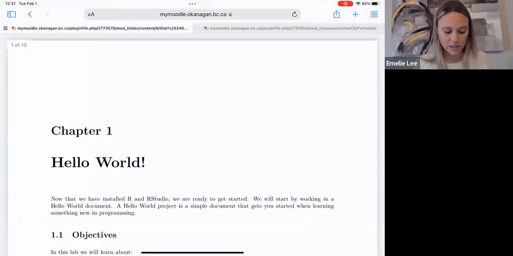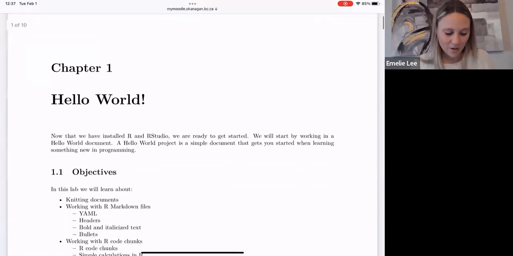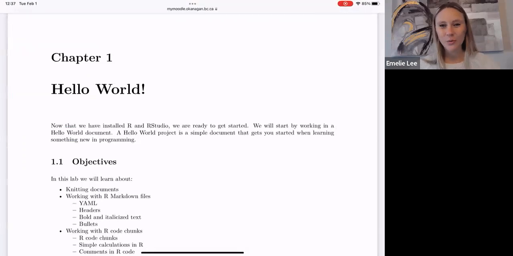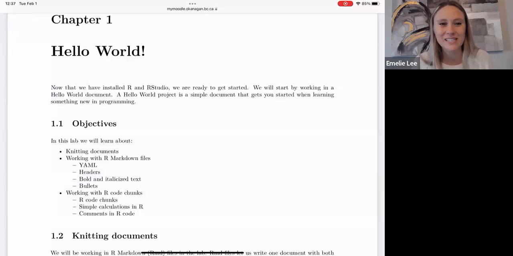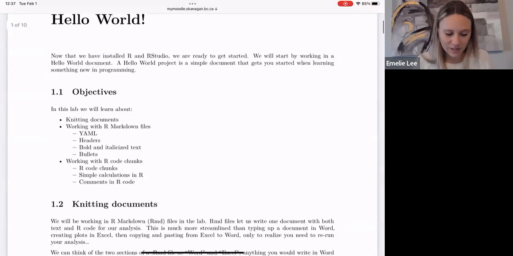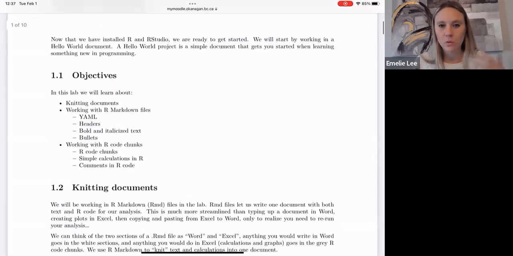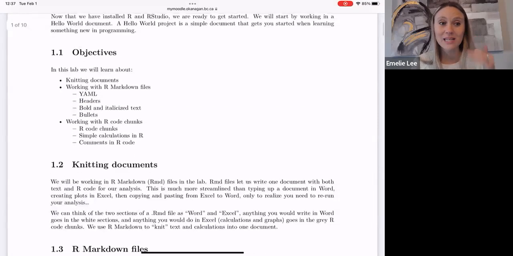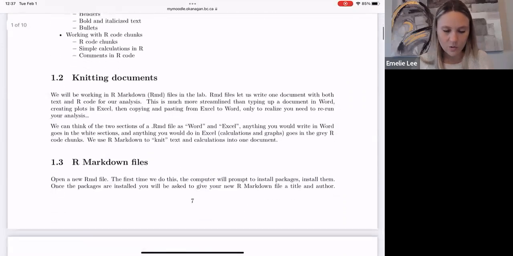And if I show you the instructions, right, we start in chapter 1. It's a hello world situation, which if you're unaware, hello world document is really just kind of a starting point just to show you some of the functionality if you're learning a new programming language, which we are, right? So we're doing a little hello world document, and we've got some objectives, just kind of learning about, okay, what are some of the things that we need to know, right? How do I format my text, and how do I work with our code chunks? And so very basic stuff.